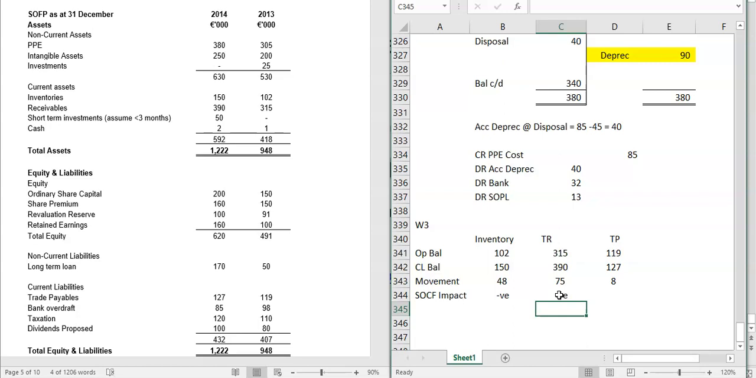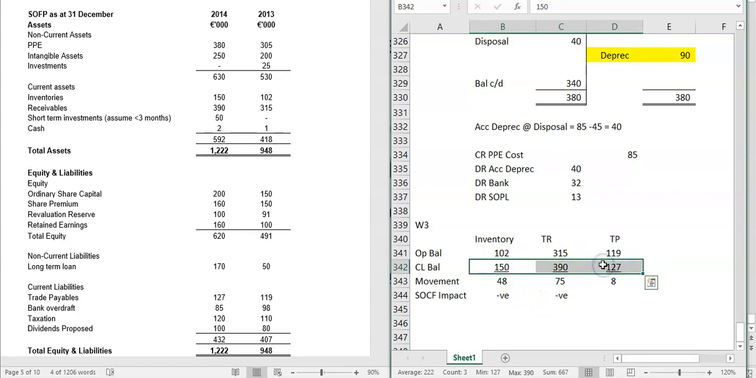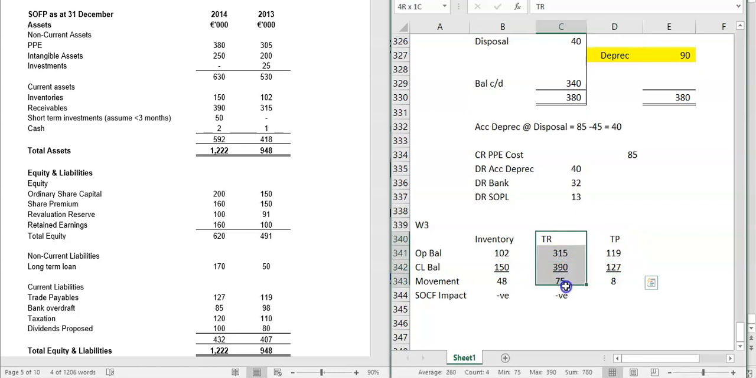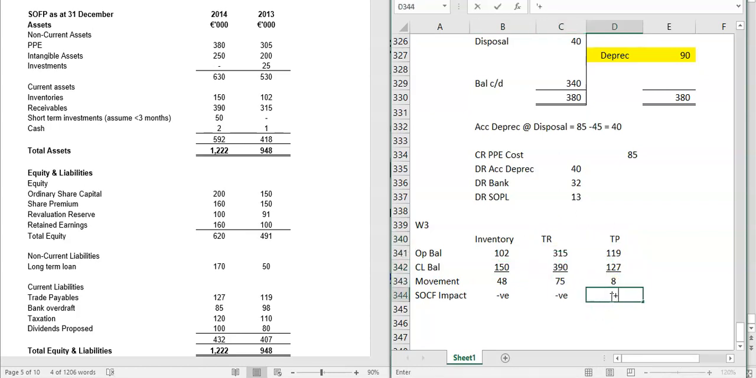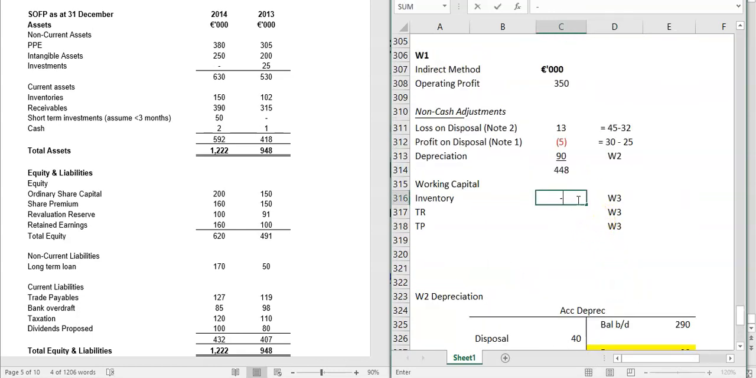So it's one thing calculating the movement. It's another thing then figuring out is that positive or negative. Trade receivables are the opposite of trade payables. This will be a positive impact because trade payables are increasing, which means you don't have to pay your suppliers as quick, which is positive for your cash flow. So it's minus 48, minus 75, plus 8. And you're doing that running total again. So that's important that you understand exactly where those figures are coming from.